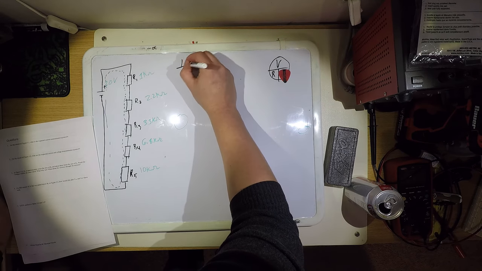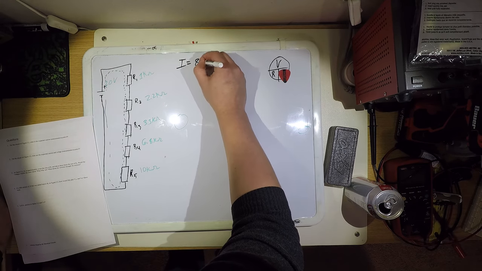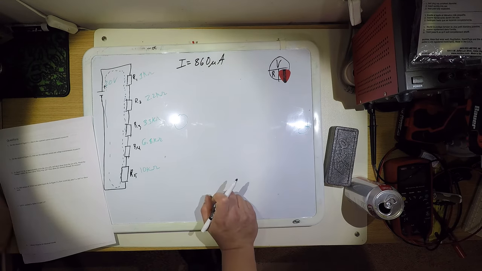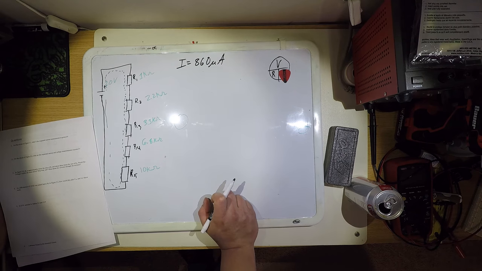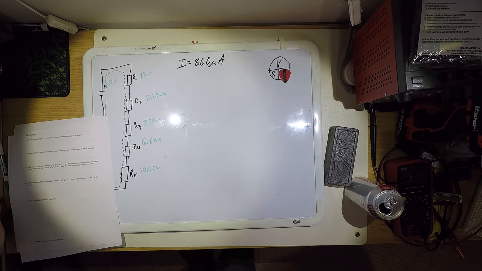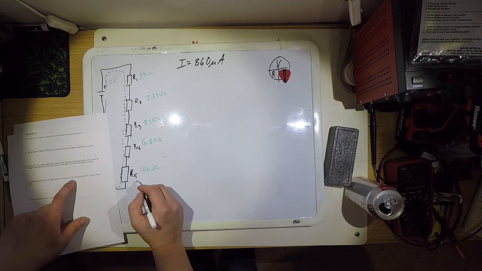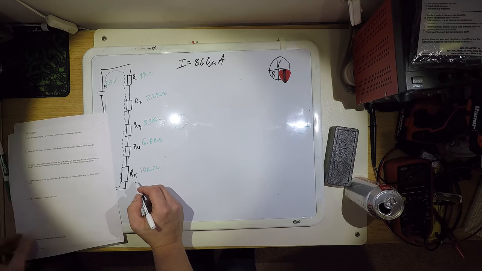So we have our current I is equal to 860 microamps. Now, we are being asked to measure the voltage. If a fifth resistor of 10K was added below R4 in figure 5.2, so R5, how will this alter VAC and VB?